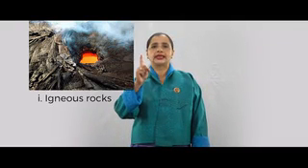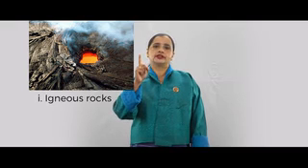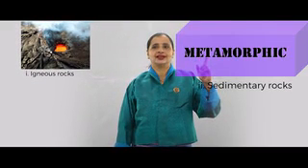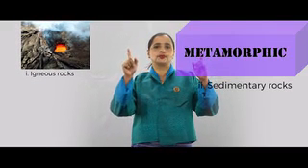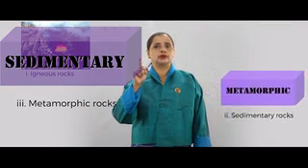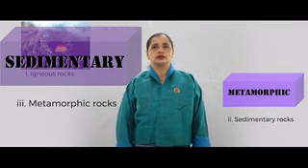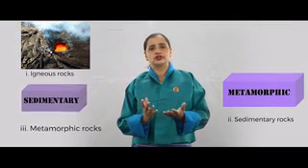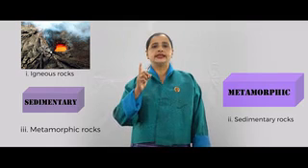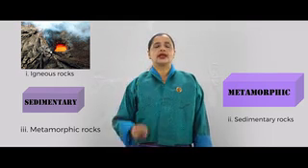Number one, igneous rocks. Look at the picture. Number two, sedimentary rocks. Do you see the layers in this picture? The third one, we have metamorphic rocks. So on the basis of formation, rocks are of three types: igneous, sedimentary and metamorphic rocks.